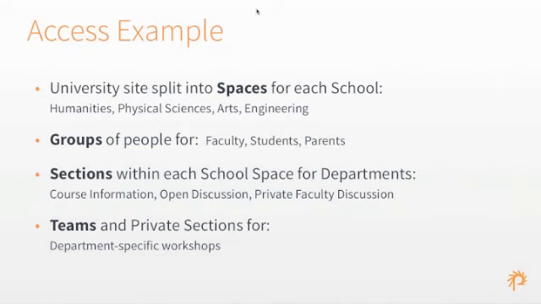So let's look at an example. We're going to pop over to a demo now, and we're going to play with a university site that we've created in Atrium 2, where the spaces are used for the schools and departments. We've got groups being used for faculties and students. And then we have sections within each department for things like public information and faculty discussions. And then we have teams for specific projects or workshops.